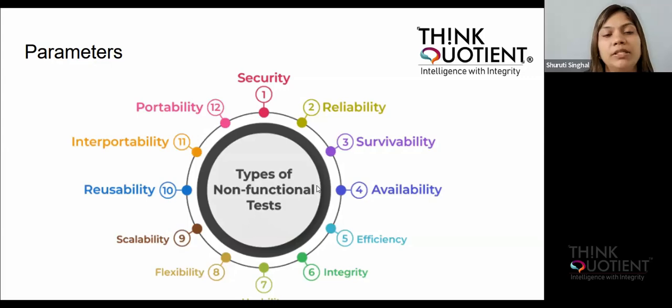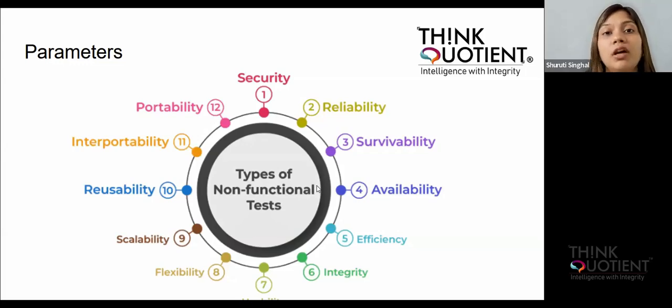Then there is survivability. Survivability is basically recovery testing. How is my application going to survive in various conditions? We check whether the software system is able to recover itself from any kind of failure, and continue performing its functions without any kind of failure. So that is called survivability.